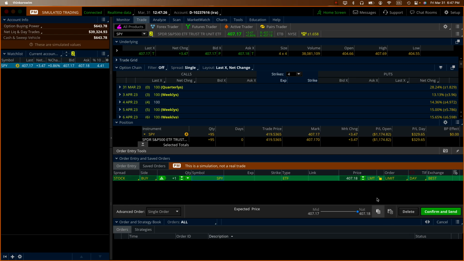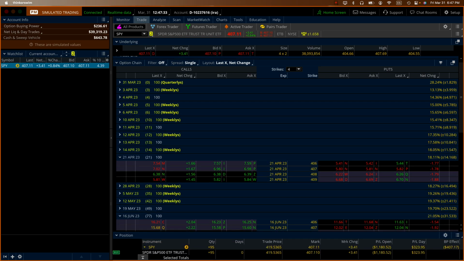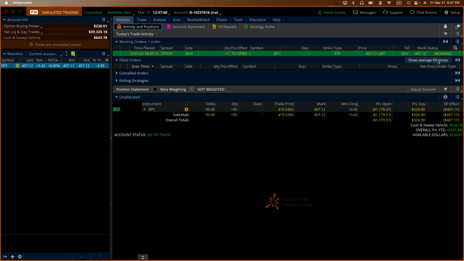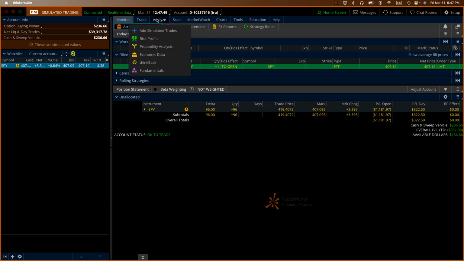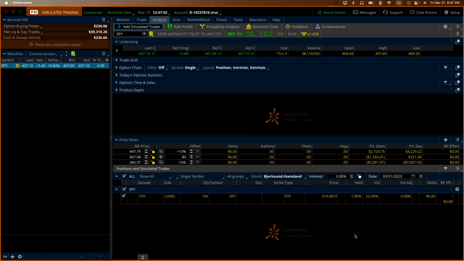Okay, so we're going to lock in and confirm and send, and it should fill momentarily. If it doesn't in a few moments, go to the activity and positions and check what is the price. Well, it was above the current price, and it did fill at $407.12. And when you go to the Analyze tab, that should have reduced our price by just a few cents. Okay, now we have 96 shares.